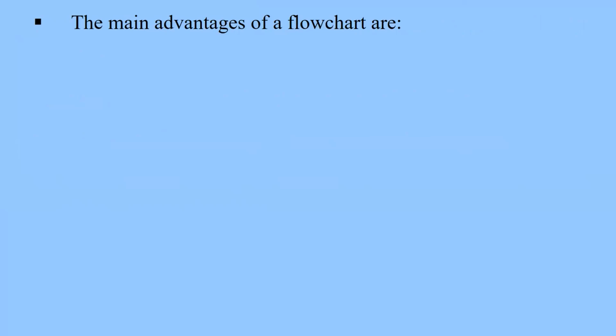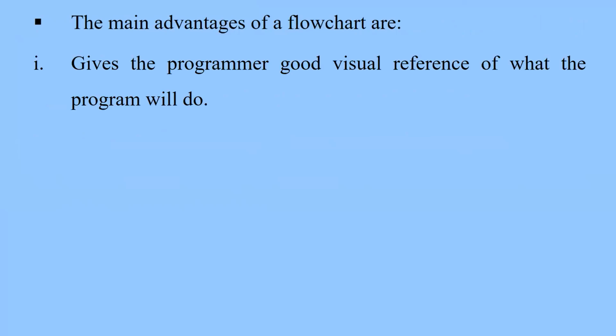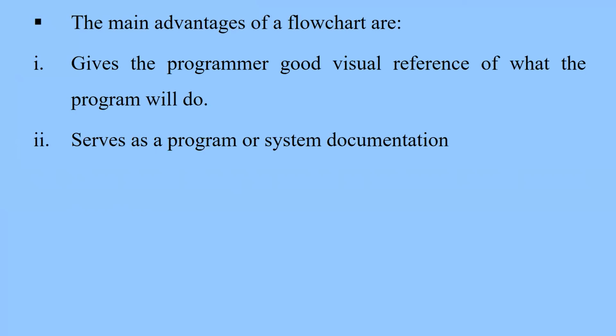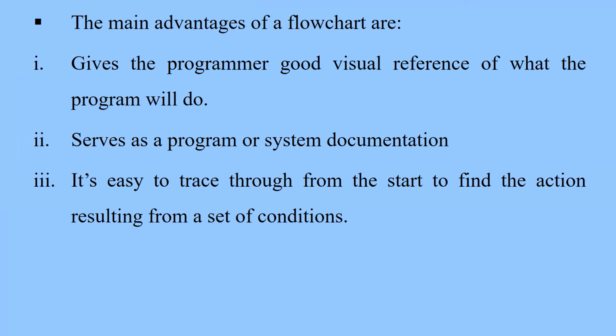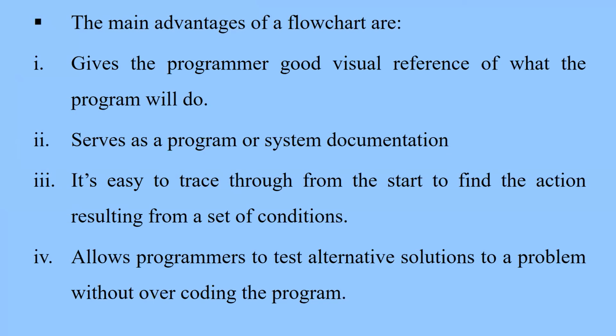What are the main advantages of using a flowchart? Number one, they give the programmer good visual reference of what the program will do. Secondly, they serve as program or system documentation. Thirdly, it is easy to trace through from the start to the end to find the action resulting from a set of conditions. Number four, they allow programmers to test alternative solutions to a problem without overcoding the program.